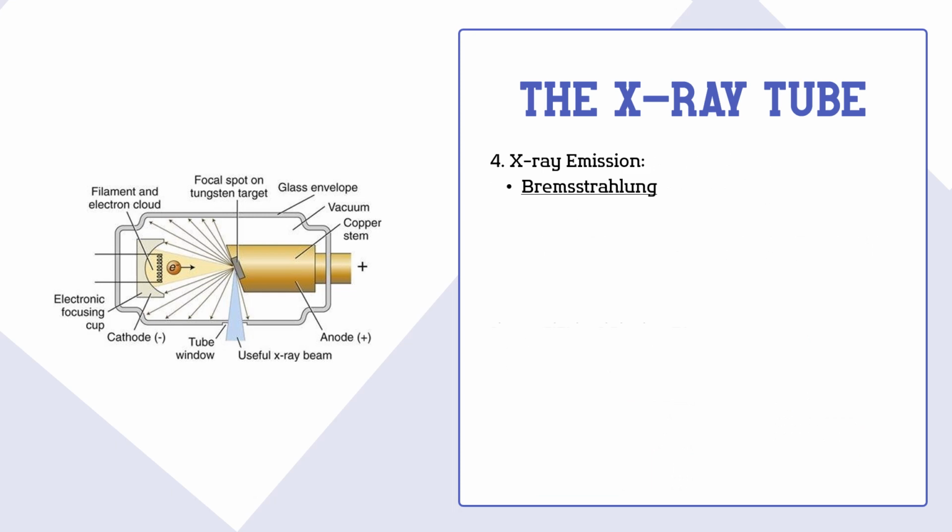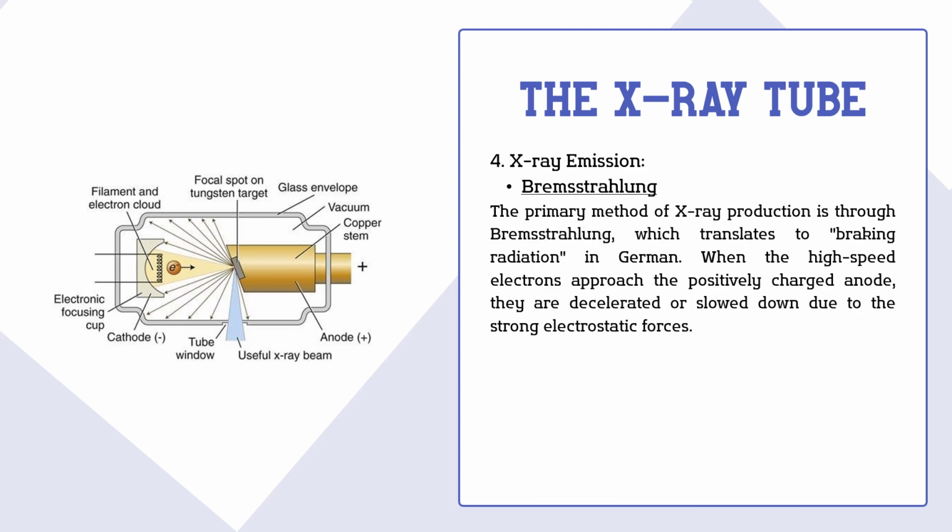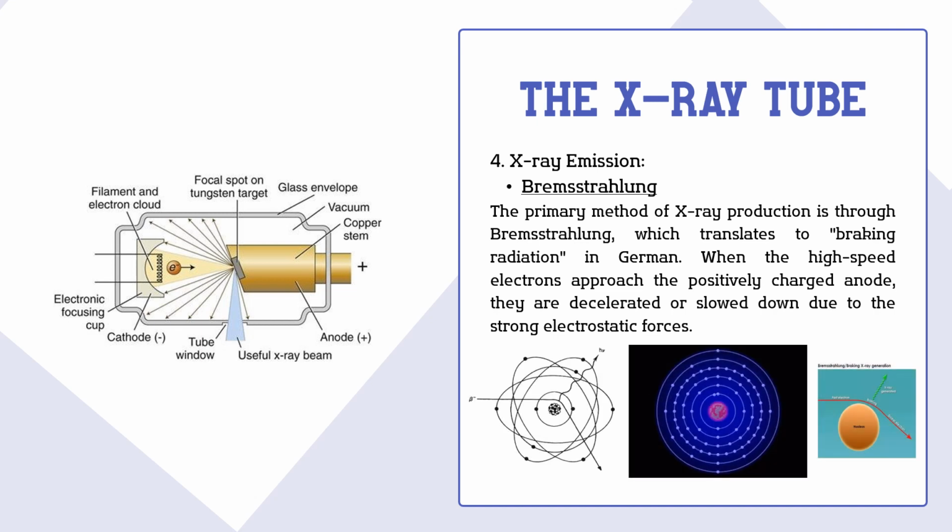The primary method of X-ray production is through Bremsstrahlung, which translates to braking radiation in German. When the high-speed electrons approach the positively charged anode, they are decelerated or slowed down due to the strong electrostatic forces and X-ray is produced. These figures show how X-ray is generated when the electron approaches the nucleus and is deflected, generating X-ray.